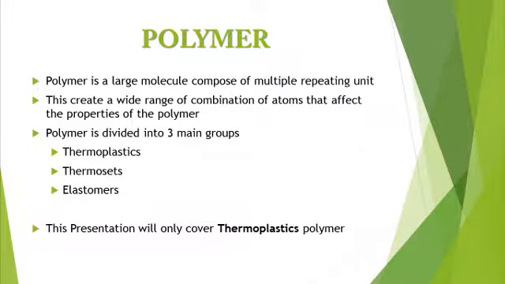Polymer. Polymer is a large molecule composed of multiple repeating units. This creates a wide range of combinations of atoms that affect the properties of the polymer. Polymer is divided into three main groups: thermoplastics, thermosets, elastomers. This presentation will only cover thermoplastics polymer.